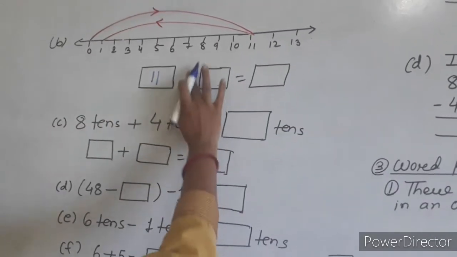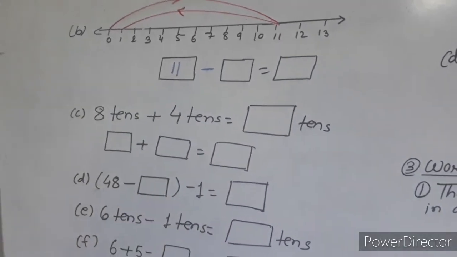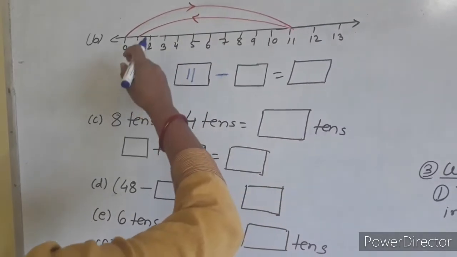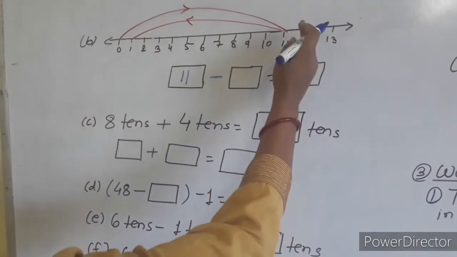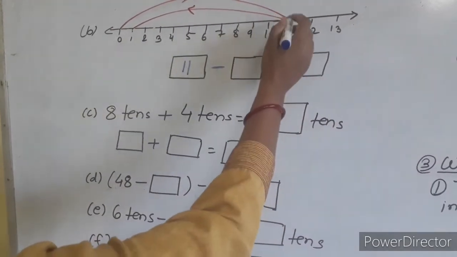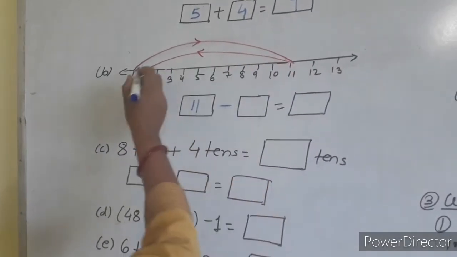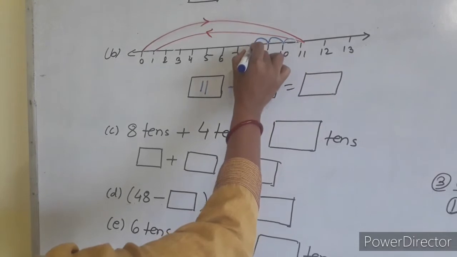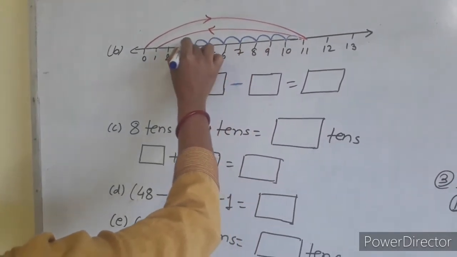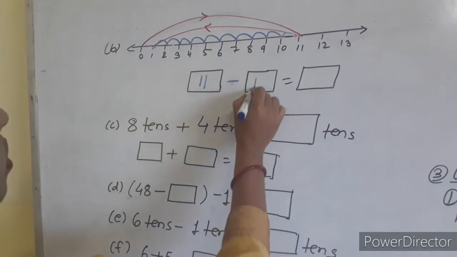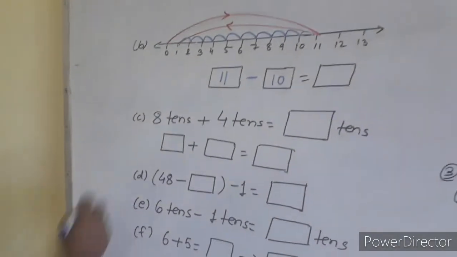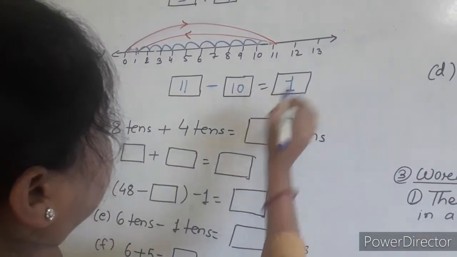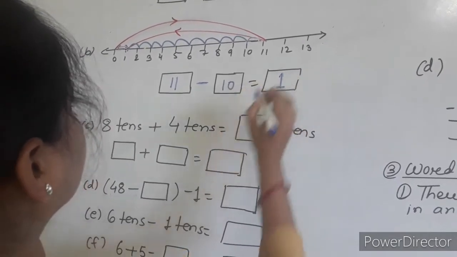Then, as it is subtraction, sorry, here it will be the subtraction sign. So as it is subtraction, the numbers will be counted backwards, that is from right side to left side. So after that you just start counting from 11 backwards: 1, 2, 3, 4, 5, 6, 7, 8, 9, 10. So from 0 to 1, that is 1. 1 is the answer. Okay.